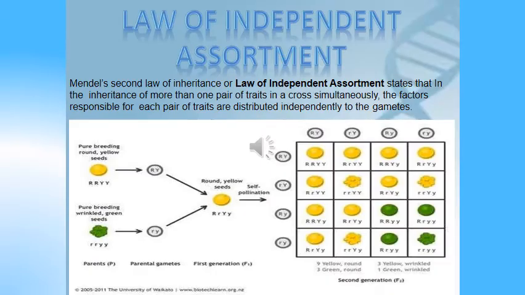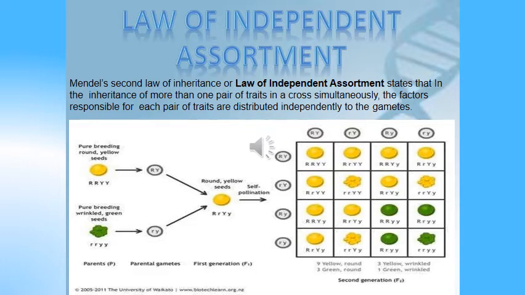Now, moving on to the next law, law of independent assortment. Mendel's second law of inheritance states that in the inheritance of more than one pair of traits in a cross simultaneously, the factors responsible for each pair of traits are distributed independently to the gametes. Here, for example, this is a dihybrid cross because we are considering 2 characteristics. Out of 7 characteristics, they can ask for any 2, and you can explain this law.